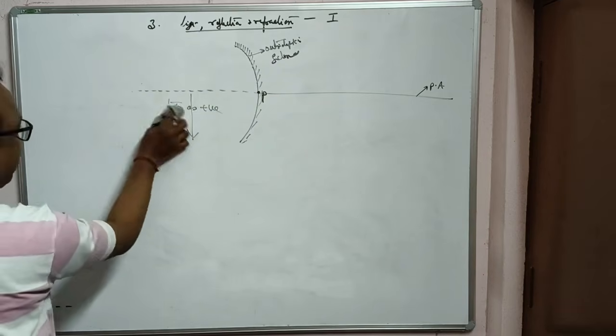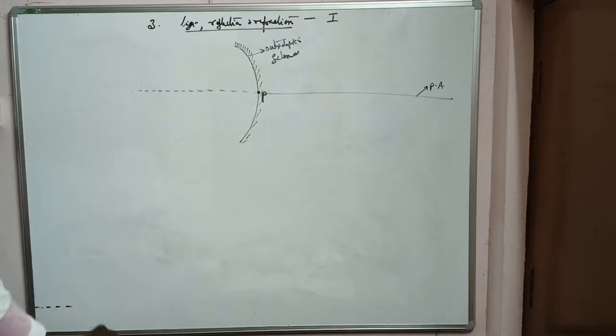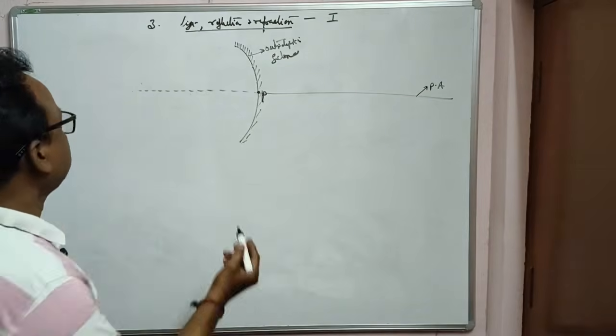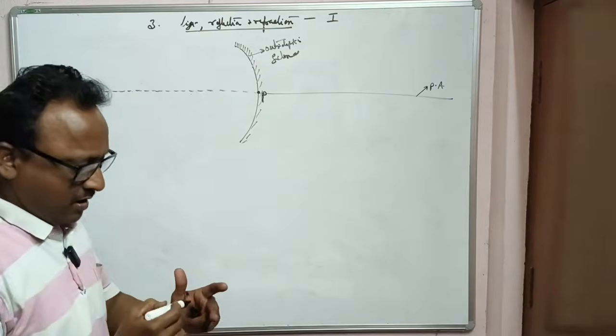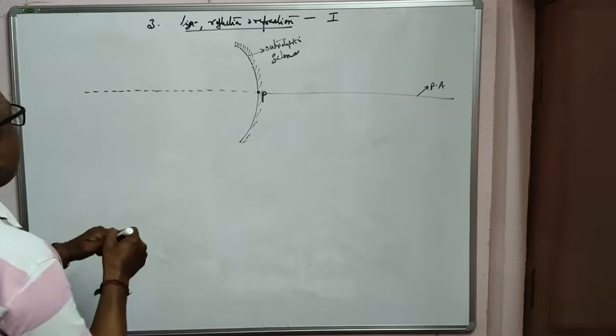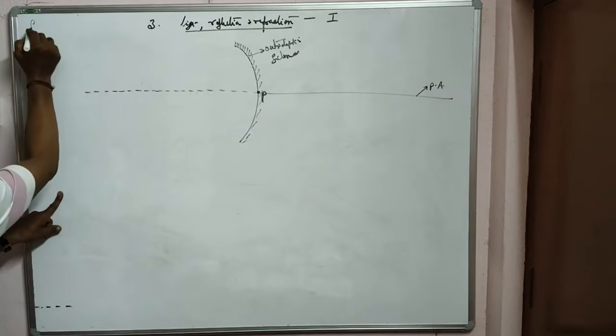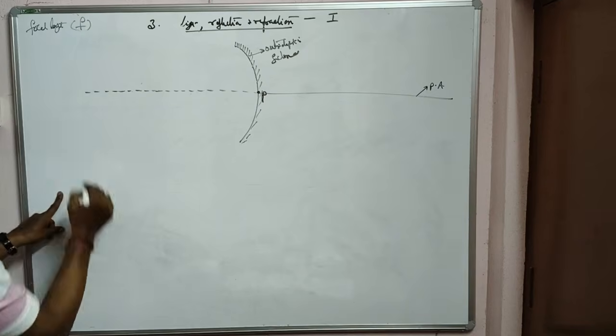Okay? In lenses, you will be using the optic center. In mirrors, you will be using the pole of the mirror. Now, after knowing about these things, already I told you, all the distances are measured from the pole. And one more is left over regarding focal length, which is indicated as small f.